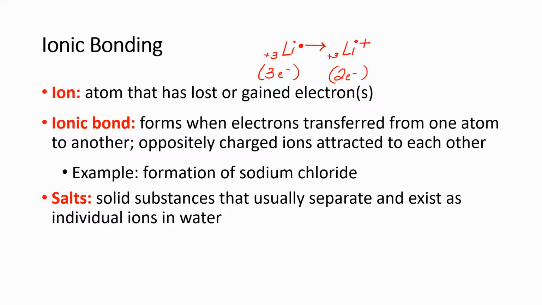Let's say you put it in close proximity to a chlorine. Chlorine has 7 electrons in its outermost shell.